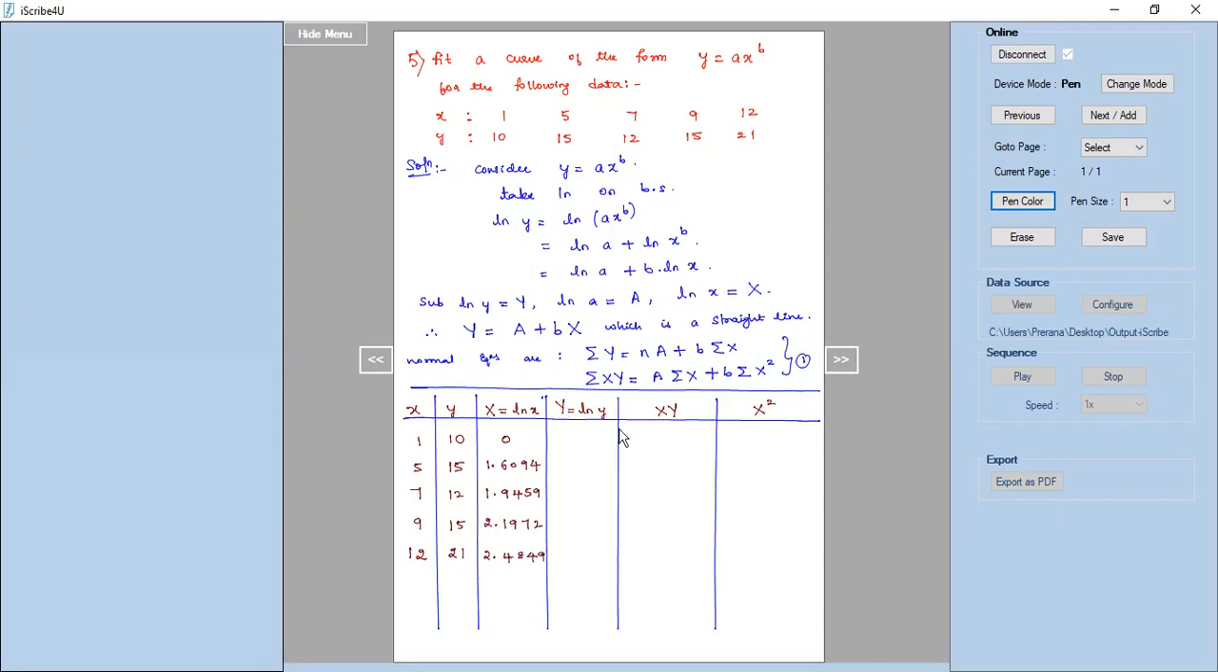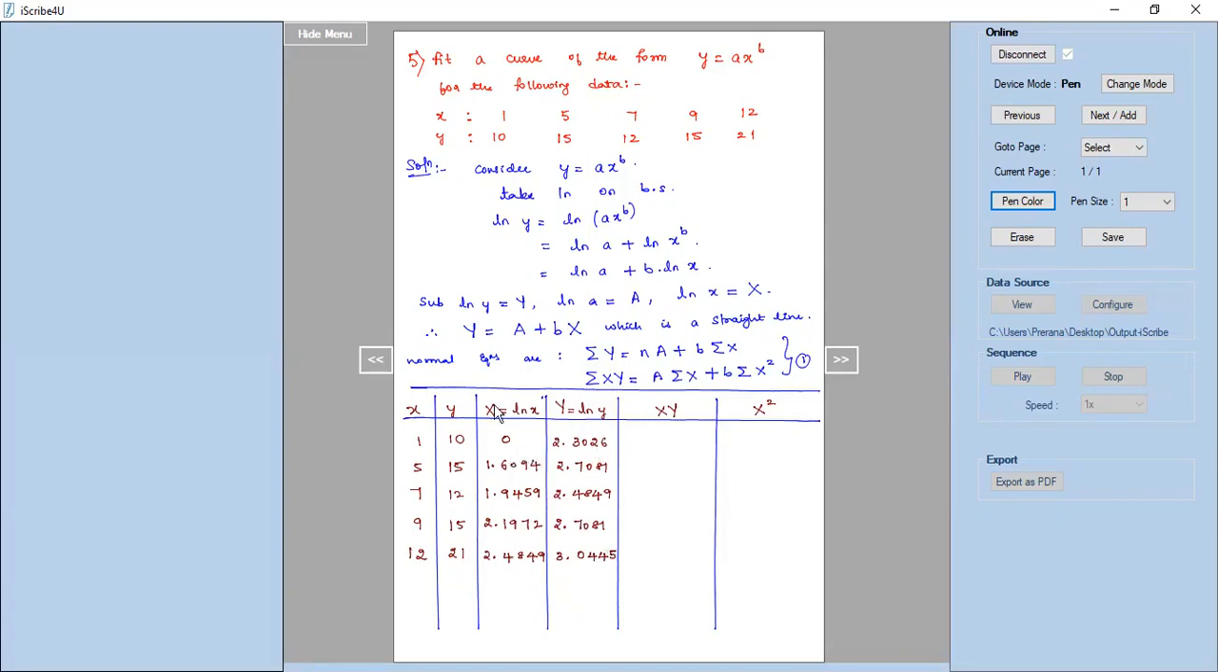Then coming on in a similar way, the log y column. Log y means we have y values in the tabular column 10, 15, 12, 15, 21. We are going to take the natural logarithm of those y values, which will give us this column. We shall do them one by one using calculator. So it is 2.3026, 2.7081, 2.4849, 2.7081, 3.0445. So these are the capital Y values.